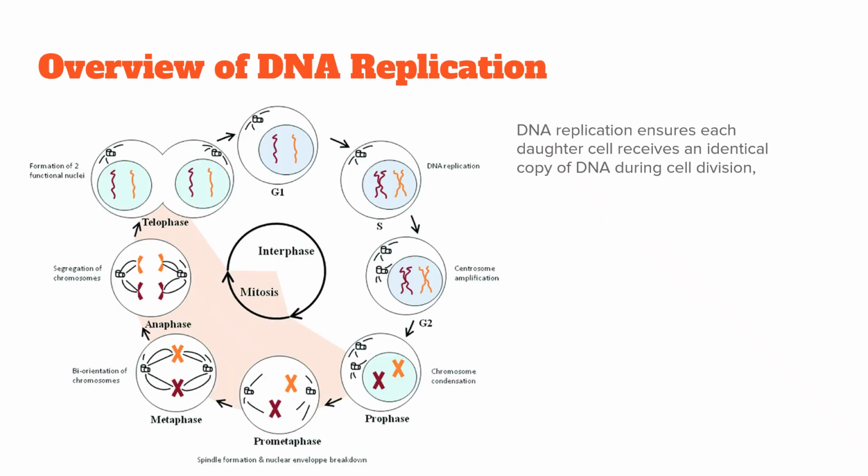Replication happens in S phase, before a cell divides. The double helix is locally opened to form replication bubbles and forks, and each strand serves as a template to build a complementary new strand. Prokaryotes usually have one origin on a circular chromosome. Eukaryotes have many origins on large linear chromosomes, so replication can finish on time.